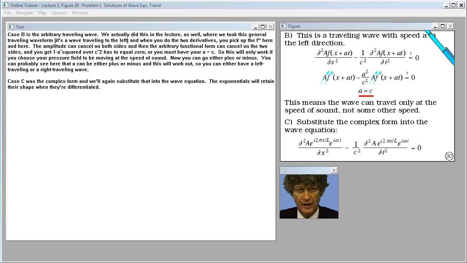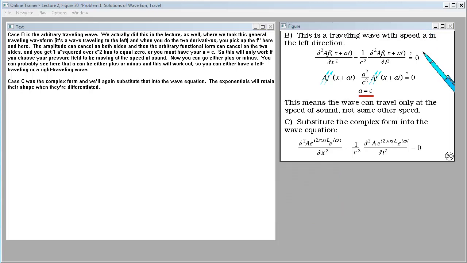Case B is the arbitrary traveling wave. We actually did this in the lecture as well, where we took this general traveling waveform. It's a wave traveling to the left, and when you do the two derivatives, you pick up the f double primes here and here. The amplitude can cancel on both sides, and then the arbitrary functional form can cancel on the two sides, and you get 1 minus a squared over c squared has to equal 0, or you must have your a equal c.